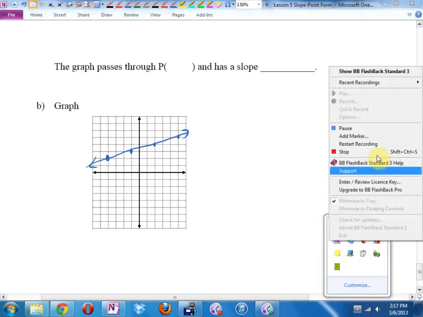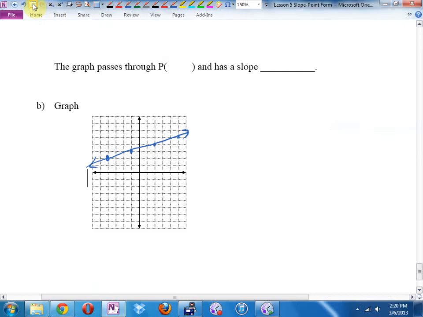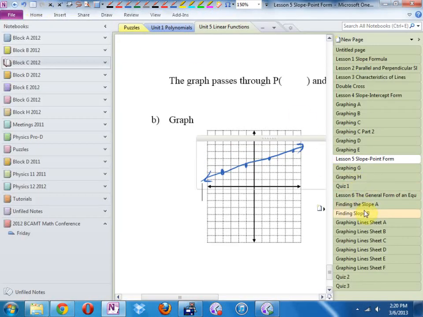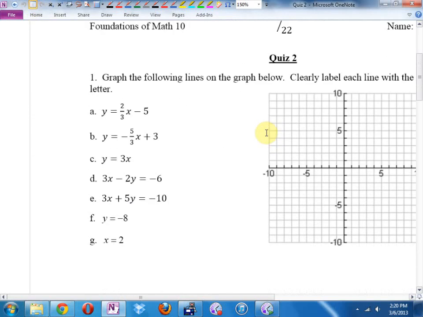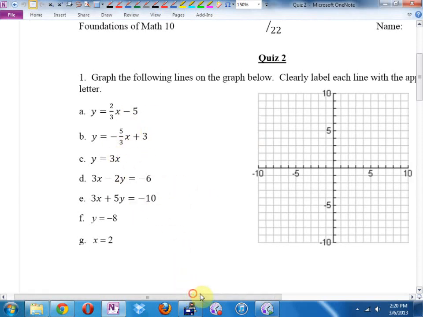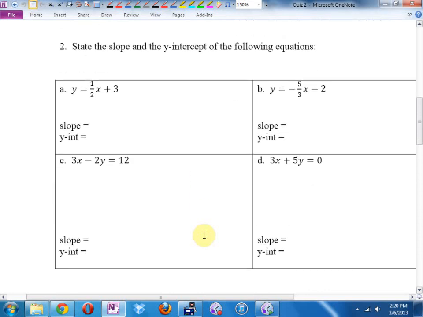What's your homework? Give me a second. If you take a look here, first thing I gave you is quiz number 2. Question 1, graph those lines there. Some are in slope-intercept form. Some you might need to rewrite. Question number 2, tell me the slope and the y-intercept of those equations there.